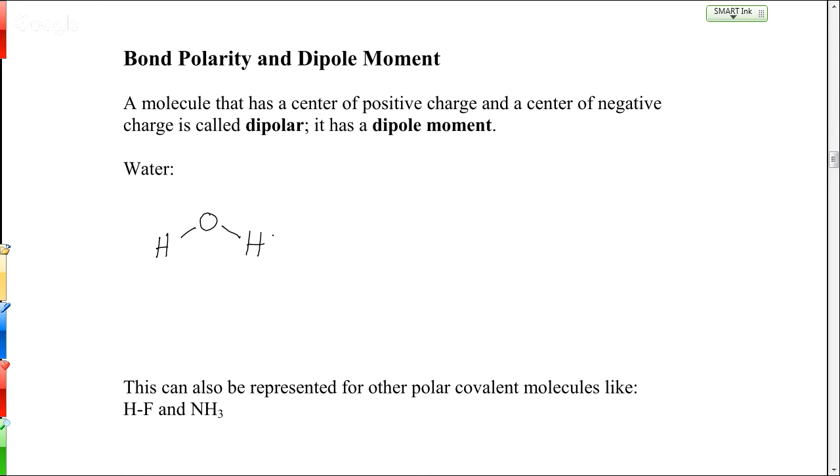For each bond in the molecule, you figure out where the electrons are going. So we're just going to look at one particular OH bond. We'll look at the one over on the right. Where are the electrons going? Are they drawn more toward the oxygen or toward the hydrogen?